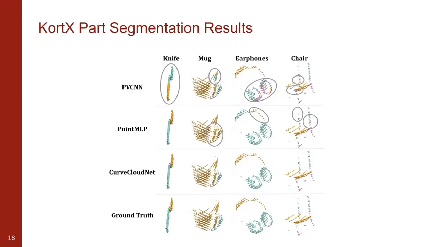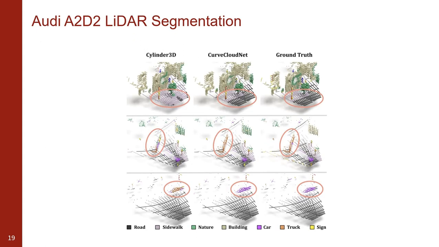Qualitatively, we can observe that CurveCloudNet predicts cleaner object part segmentation on the Cortex dataset, especially in regions of the object that are more sparsely scanned. Furthermore, we can visualize CurveCloudNet's segmentation on the Audi A2D2 dataset and observe improved segmentation of the road, a truck, and a car, compared to the popular baseline Cylinder3D.